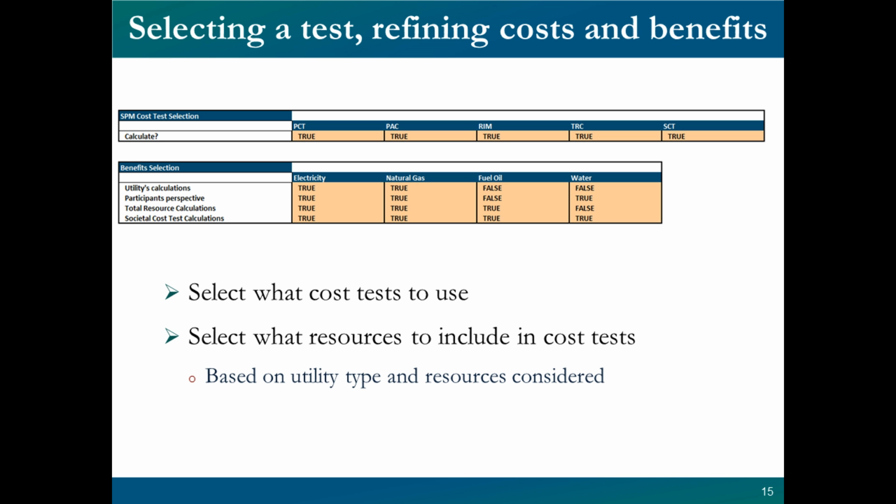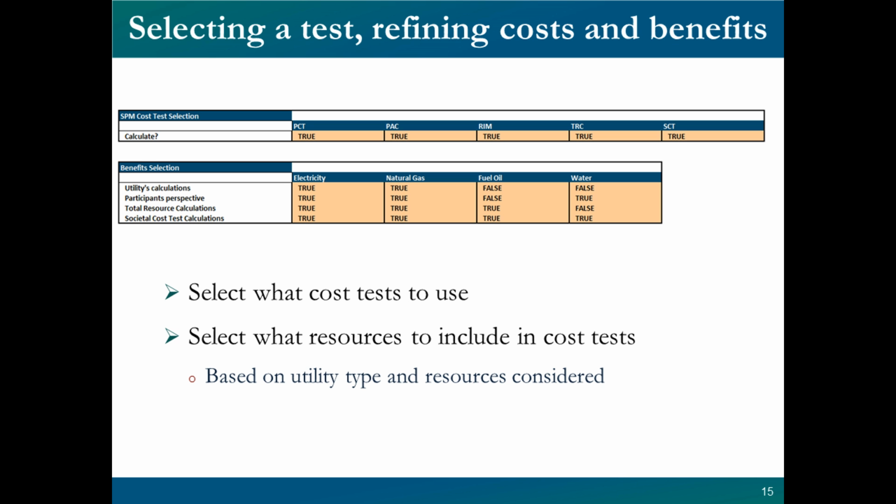So on the next slide is a snapshot from the tool, and this is where the user can decide which of the cost tests are most relevant and have to be analyzed. And this is more of a reporting issue. So the user could decide to report just the PCT, which would be the participant cost test, or the PAC, which is the program administrator cost test, and decide not to report the other 3.